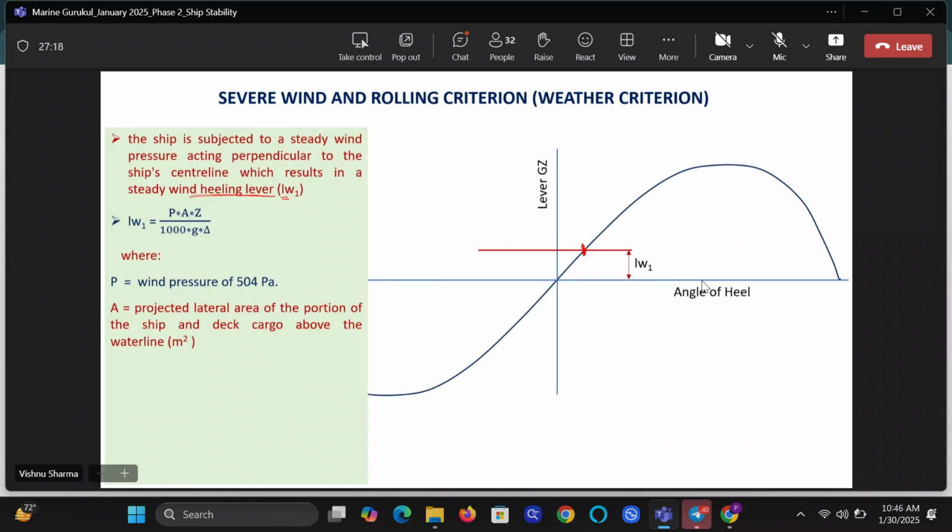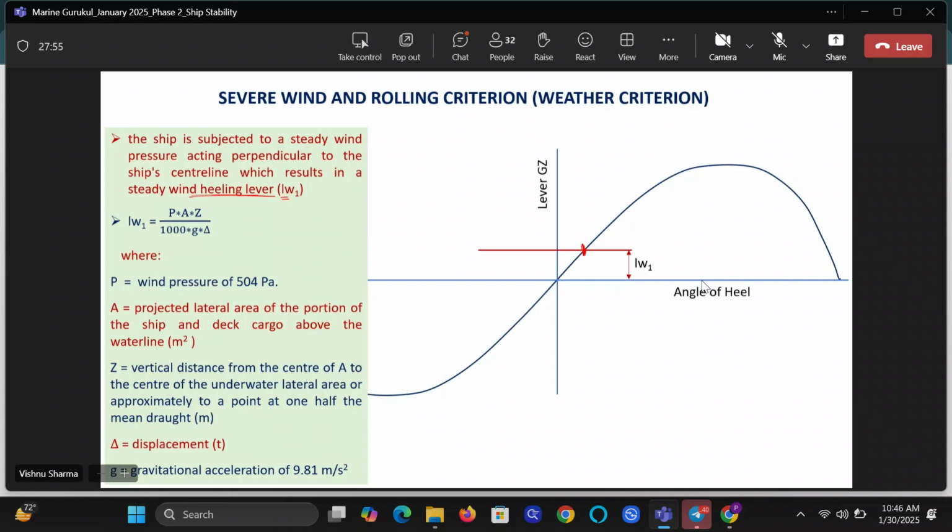What is Z? Z is the distance of the geometric center of area A from about half the draft, because that is where you expect the lever of this wind force acting on the vessel. So Z is the vertical distance from the center of area A to the center of underwater lateral area, or approximately half the draft. And what is delta? That is displacement. What is G? Acceleration due to gravity.